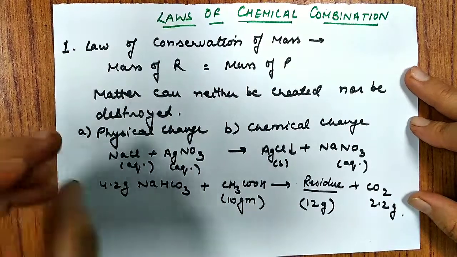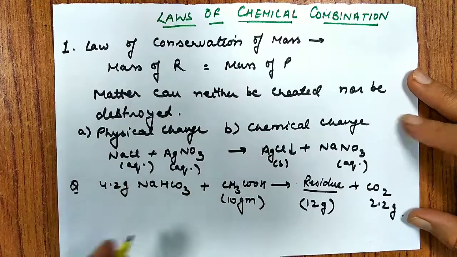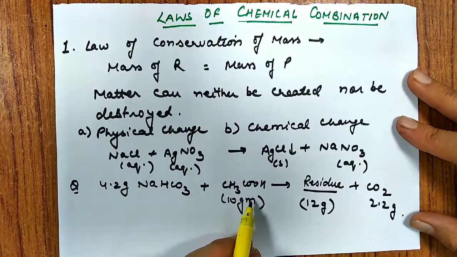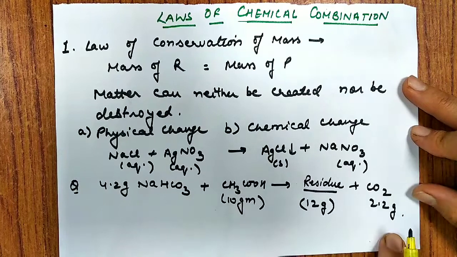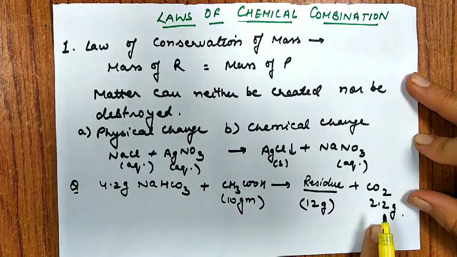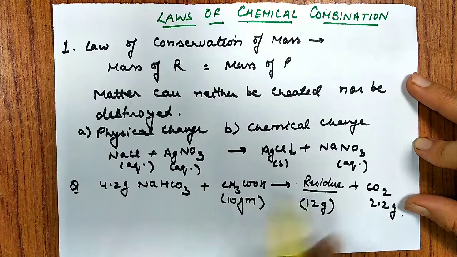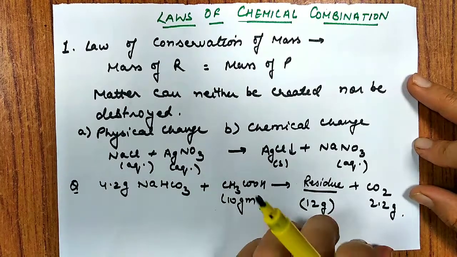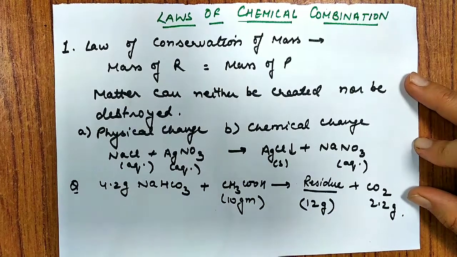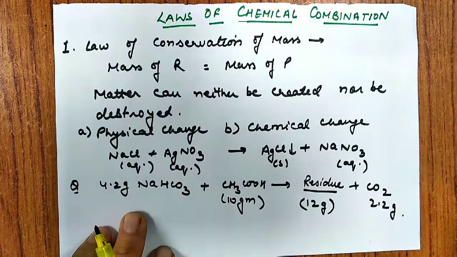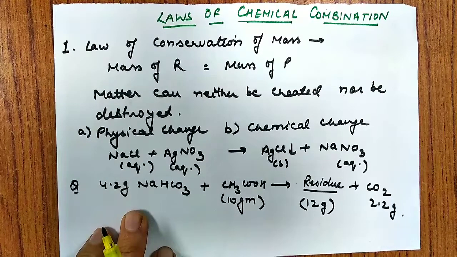So what do you have to do? You have to see that the total mass of reactants is 4.2 plus 10, that means 14.2 gram. The total mass of products is 12 plus 2.2, that is again 14.2 gram. So the total mass of reactants is equal to the total mass of products, and thus the law holds true. The data given to you is in agreement with the law of conservation of mass.